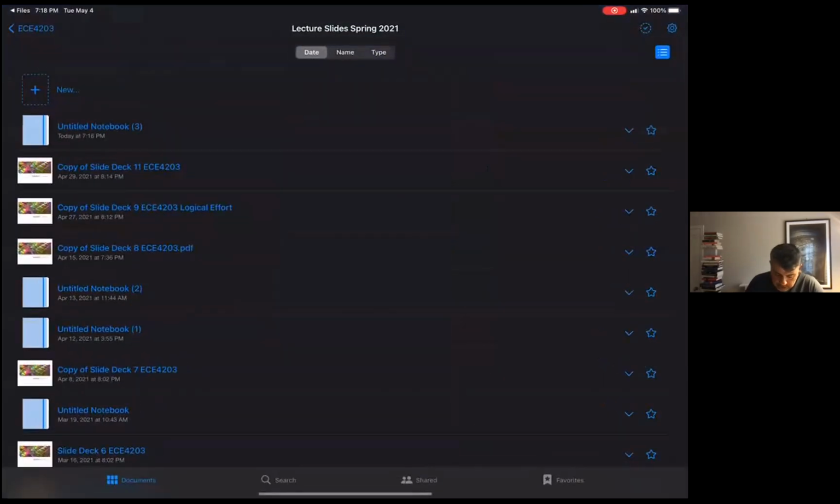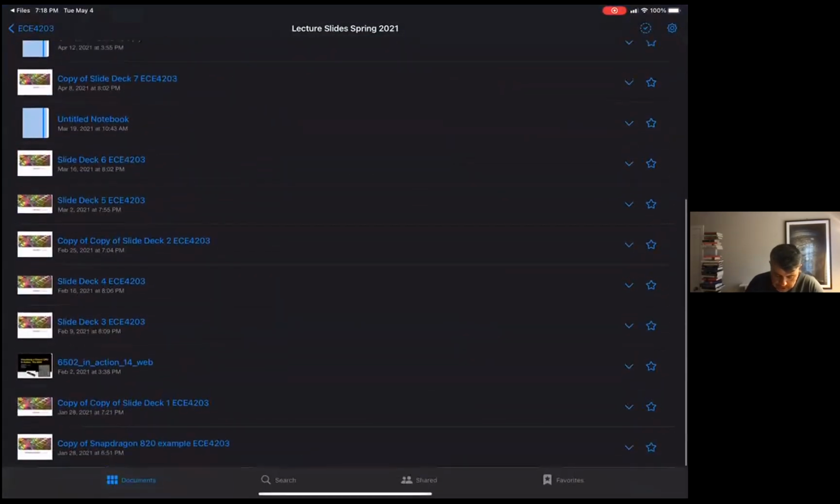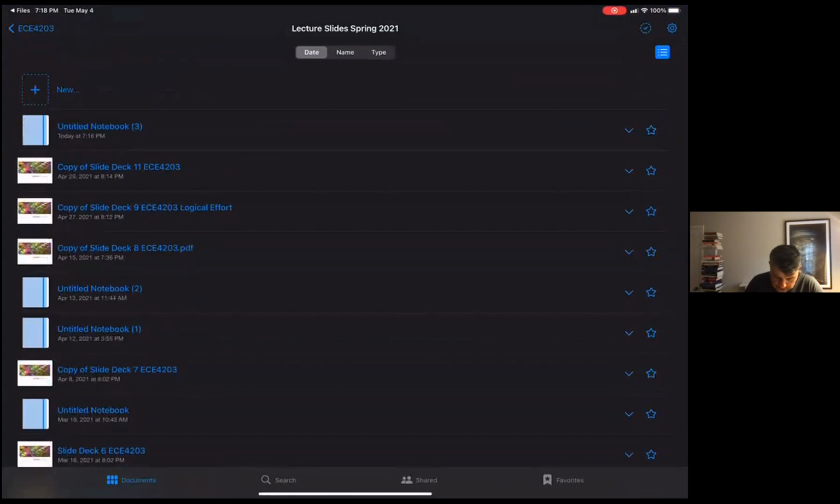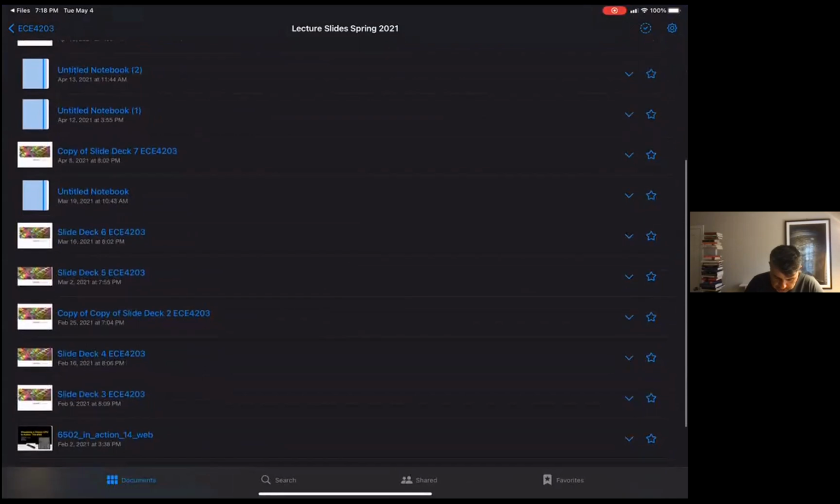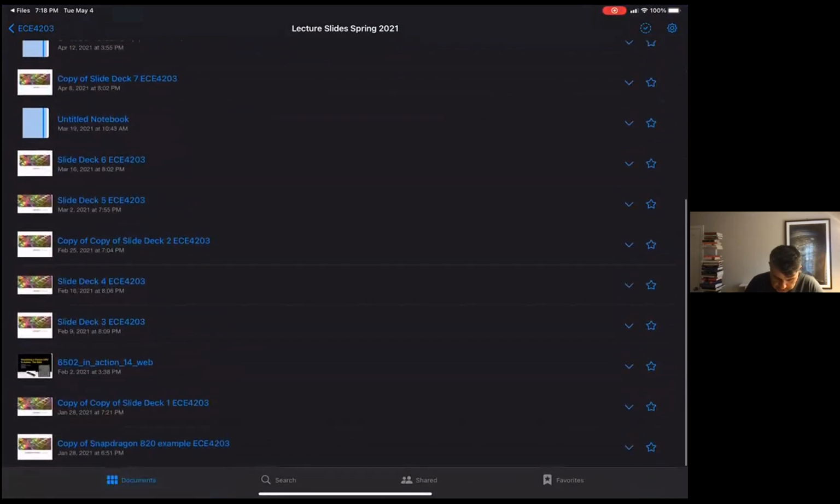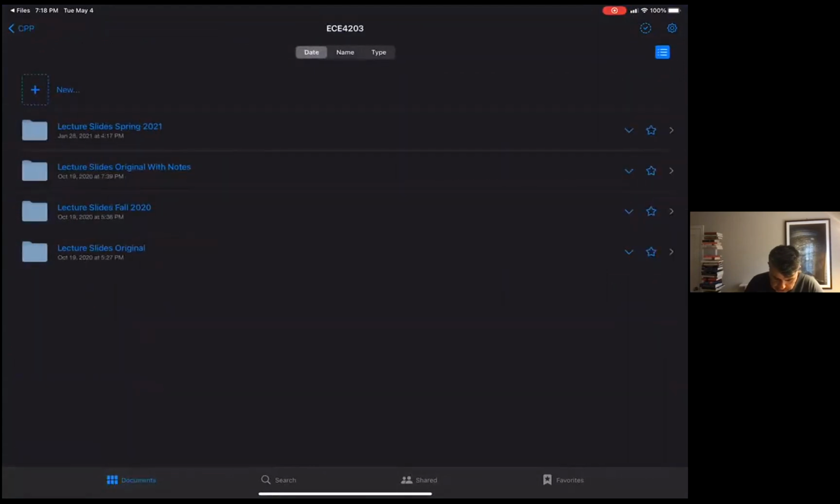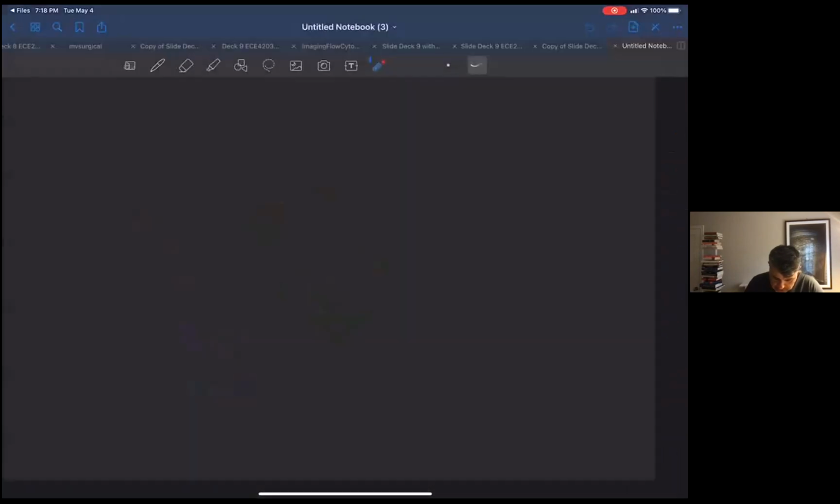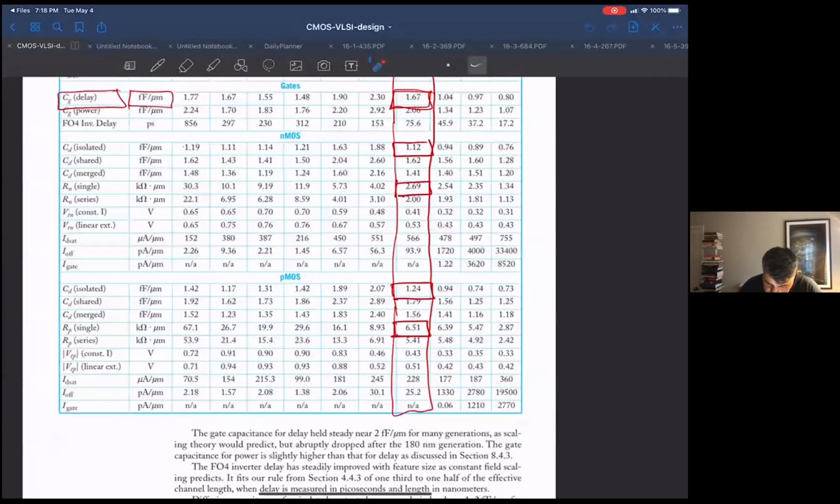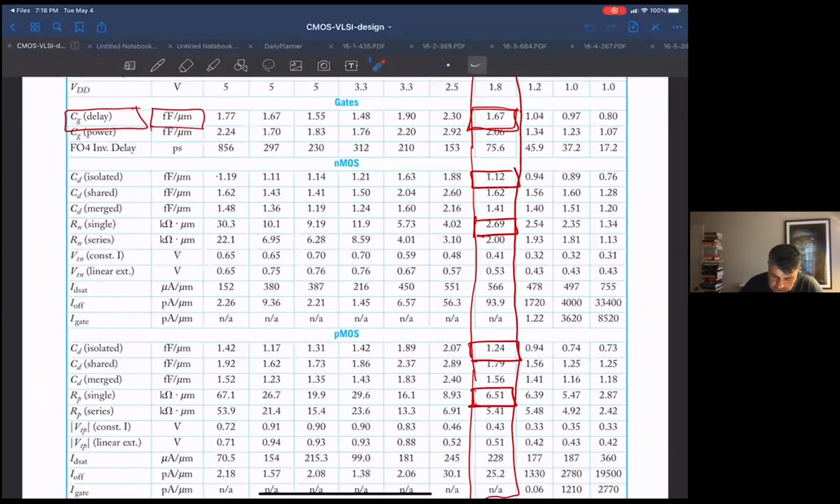Okay, so now if I go and look at my cheat sheet, which is our book chapter, which, God knows where I have it. Okay, good, it came up pretty quick. So this is the C sub J in femtofarads per micron. Okay, so 1.67 femtofarads per micron.